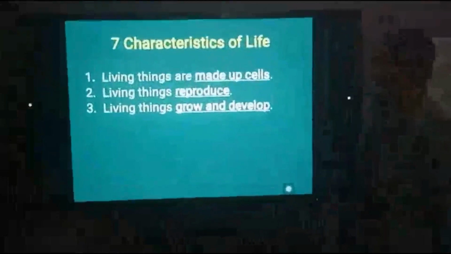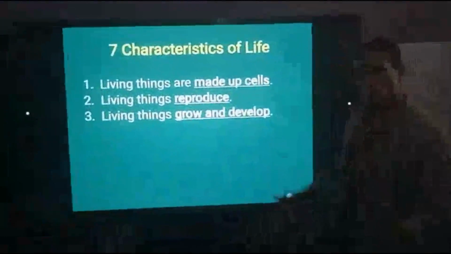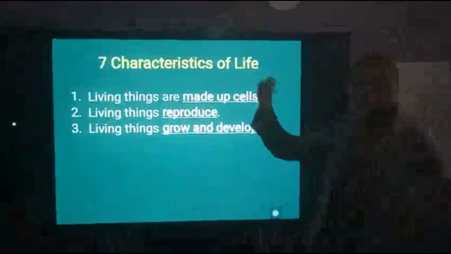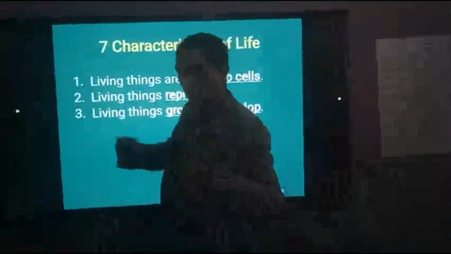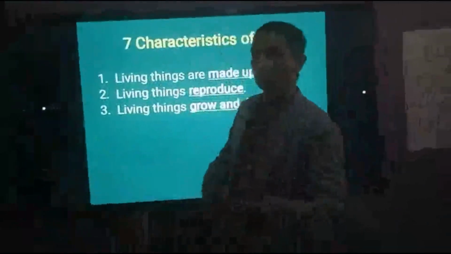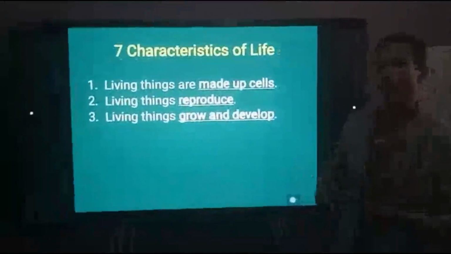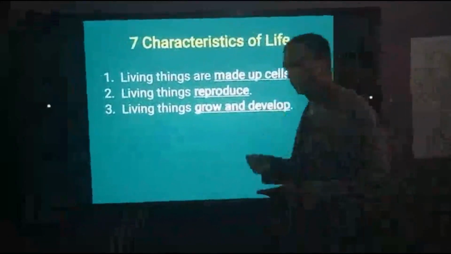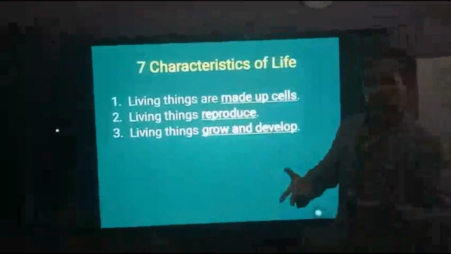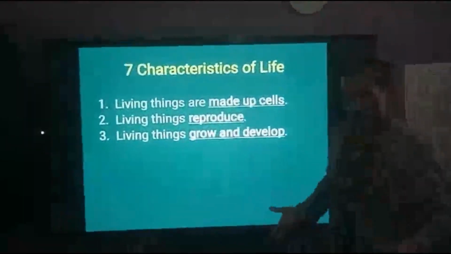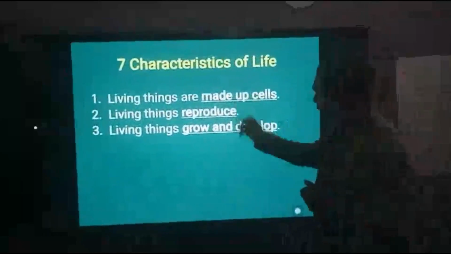The second one is what? Living things reproduce. What is the meaning of that? Normally when you become an adult, you get married and then you produce your own next generation. That means you produce your children, your sons and your daughters. In humans we reproduce our next generation. So it is another characteristic of living things.